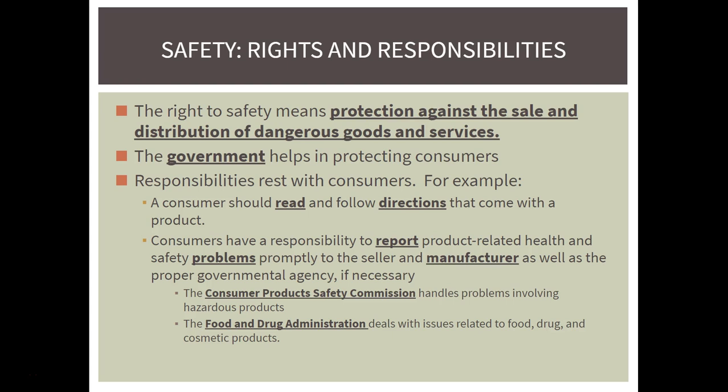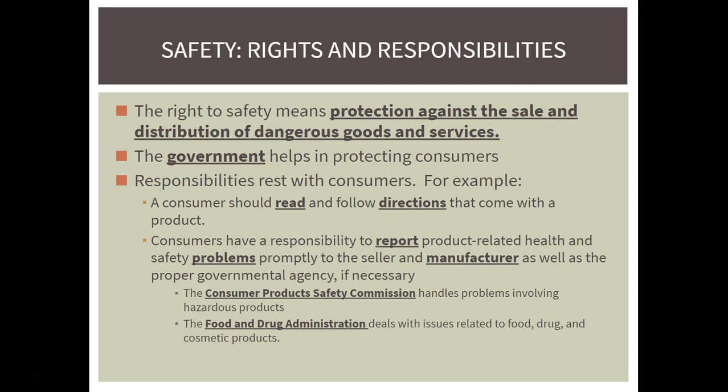So first, safety, rights and responsibilities. Keeping in mind that they go along with each other, having a right and then what is your responsibility in terms of being able to use that right. So the right to safety means protection against the sale and distribution of dangerous goods and services. The government helps in protecting consumers in this instance. The responsibility, though, of that ends up resting with consumers.